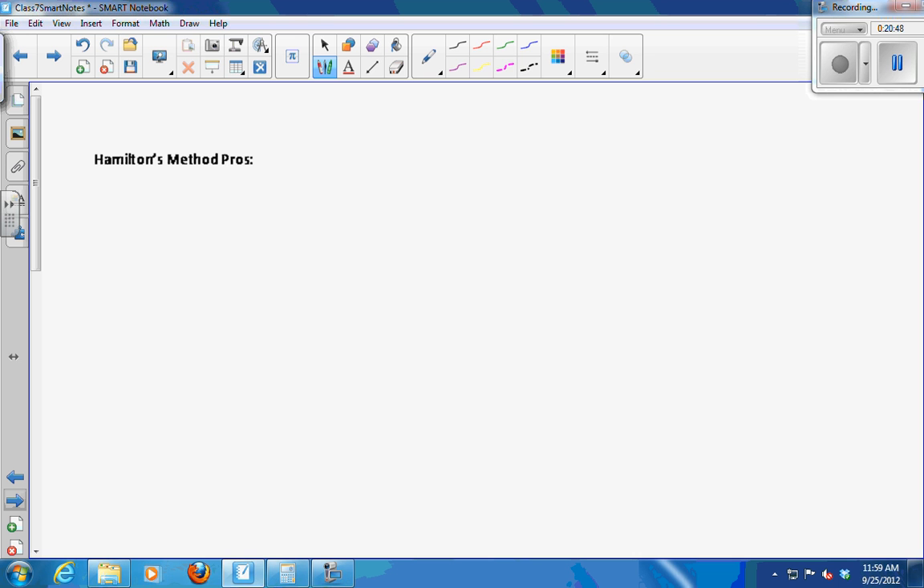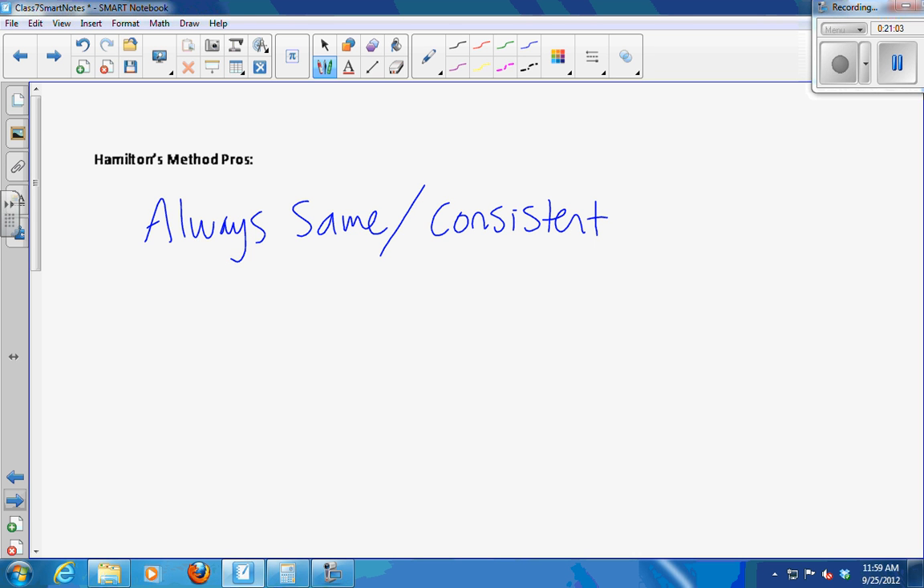But how do you feel about this? What's good about Hamilton's method? It's always the same. Consistent. That's always a good thing. What else do you like about it? Easy, quick to explain. So you can explain why you're giving certain seats to certain states so that people aren't accusing you of doing shady math, fuzzy math, that's what the politicians say, right?